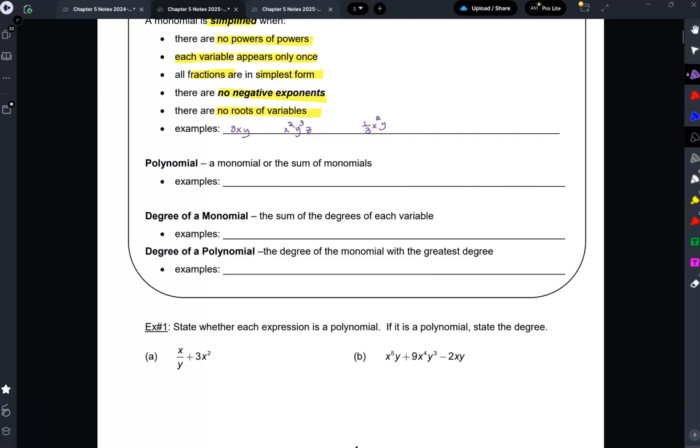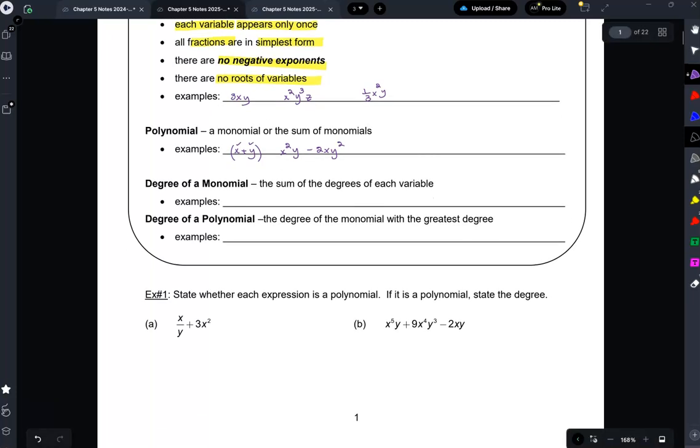A polynomial could either be one monomial or it could be the sum of monomials, right? So for example, x plus y is a polynomial, x squared y minus 2xy squared is a polynomial, and so on. So these are all polynomials, right? This one has two terms, the x and the y. This one has two terms, and so on.